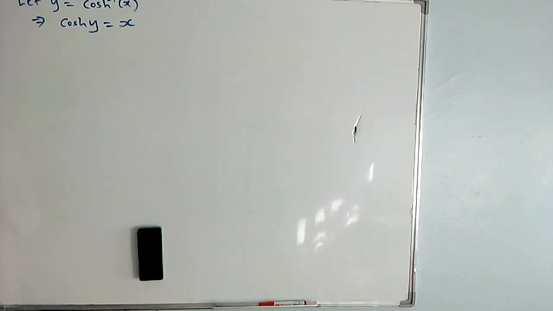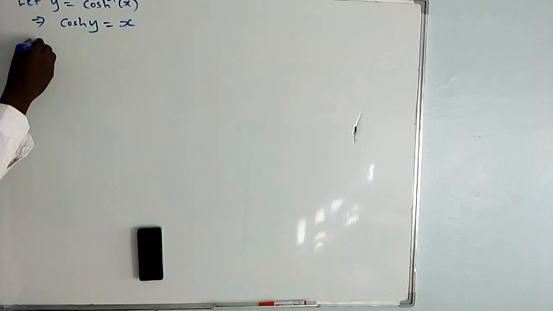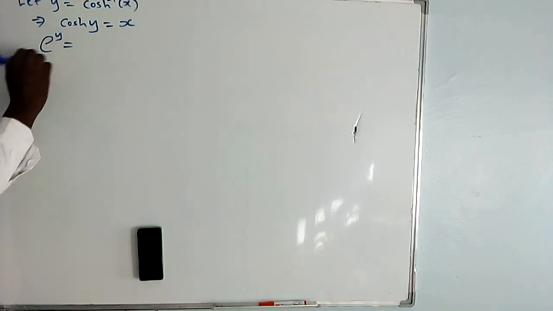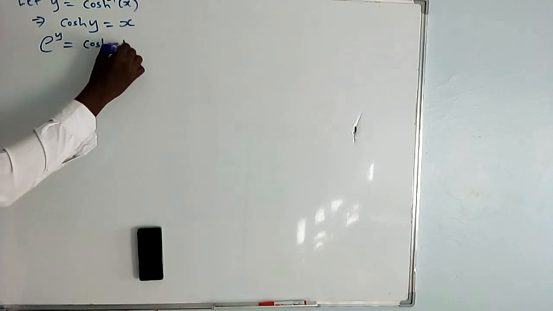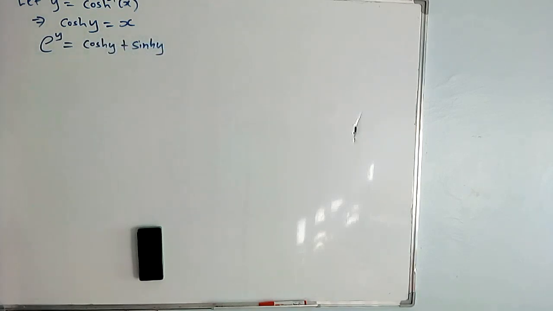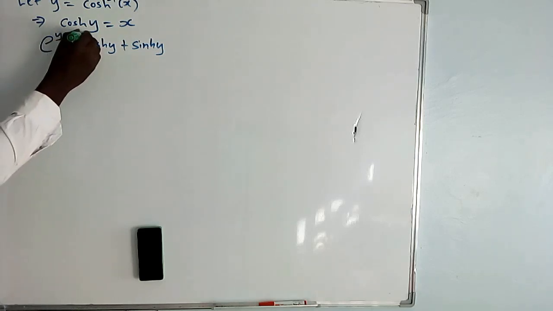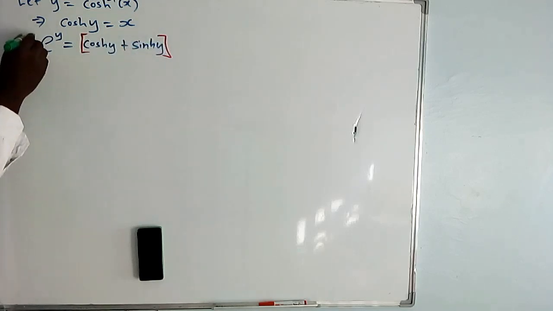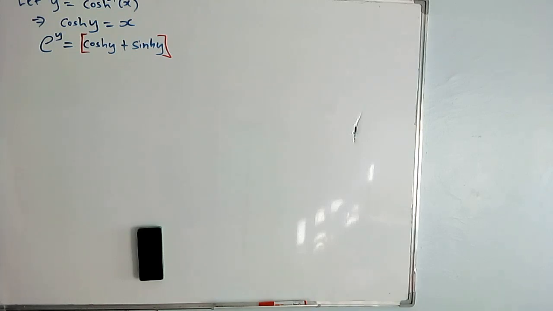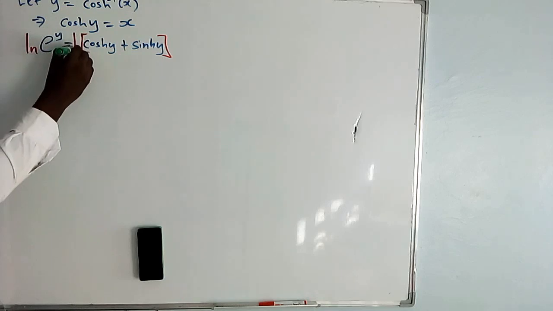Then you go to the exponential definition of cosh and sinh. So if you have e to the power y, it is cosh y plus sinh y, isn't it? e to the power y is cosh y plus sinh y. So from here, we apply the natural logarithm, because we are looking for y, which is the cos inverse of x. So for us to get y, we introduce ln on both sides of the equation.